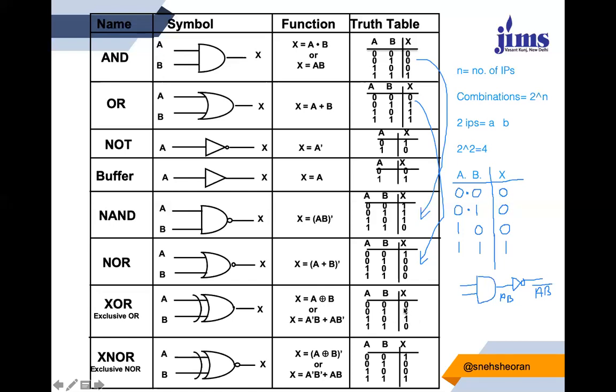high output, right? Or you can put it in another way, whenever the inputs are the same, you can see the first case, A is 0, B is 0, last case, A is 1, B is 1. So whenever the inputs are the same, the output is always going to be low.